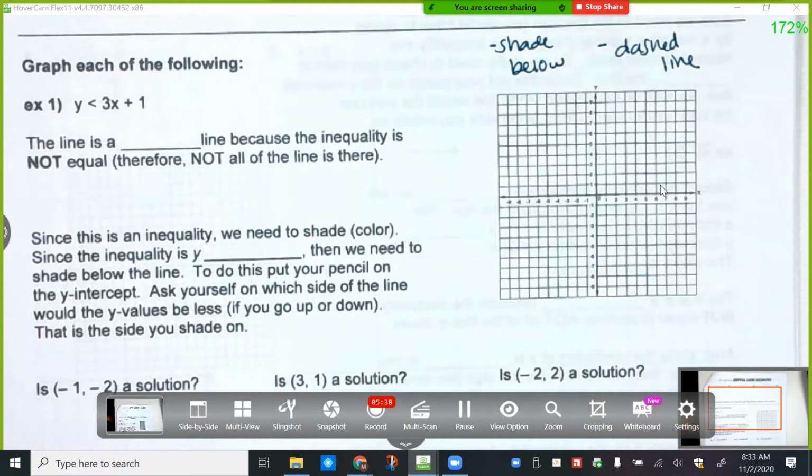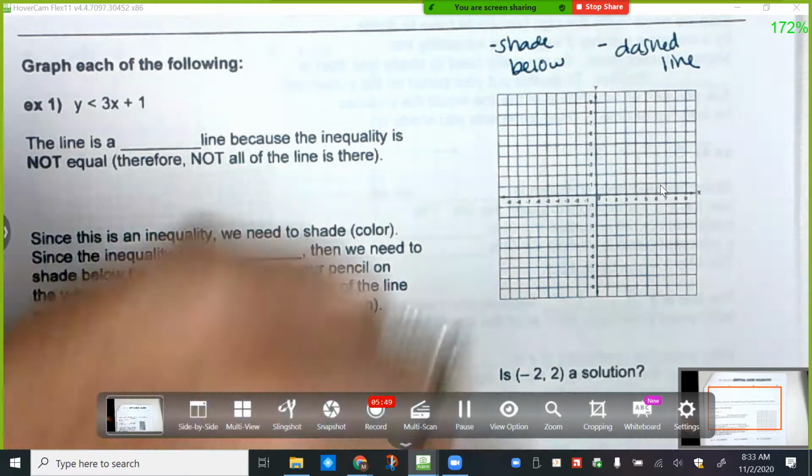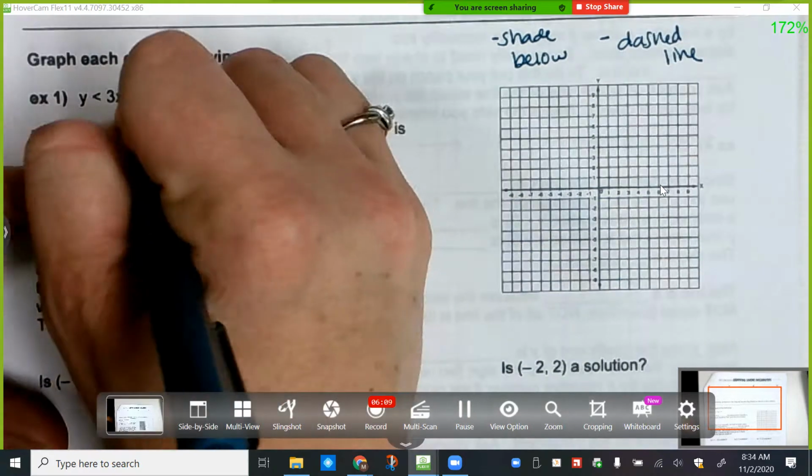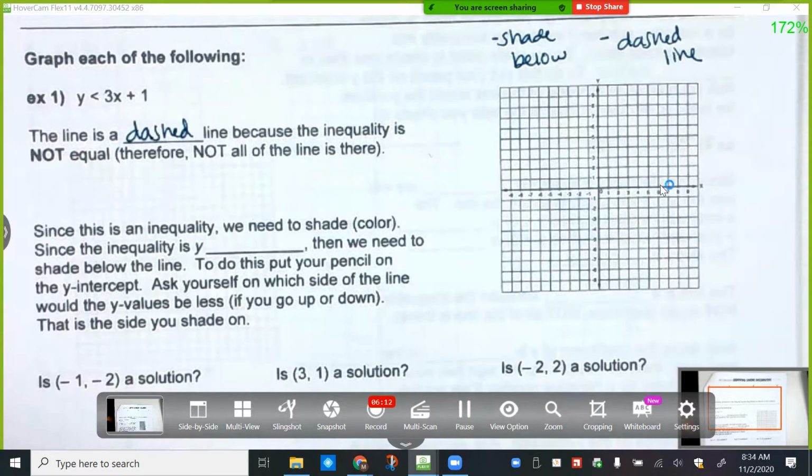One reason I write these down is because sometimes y'all write in pen and you'll draw a solid line just out of habit, and then you're like, oh man, that was supposed to be a dashed line. If you have it written, labeled clearly, I will still give you credit if you wrote dashed line and you drew a solid line. Does that make sense? Because if you're like me and I use pen for notes, I mess up all the time. It's okay. So I like using pencil when I key things because I will literally erase to make the dashes. It's fine. Okay. So it says the line is dashed, which we just wrote, because the inequality is not equal, therefore there's not all of the line there.